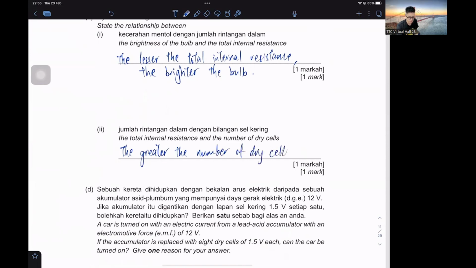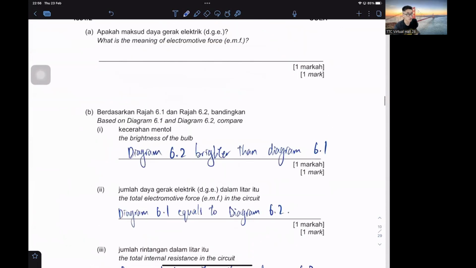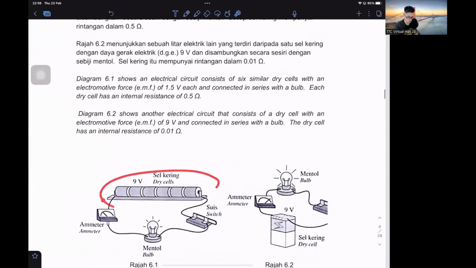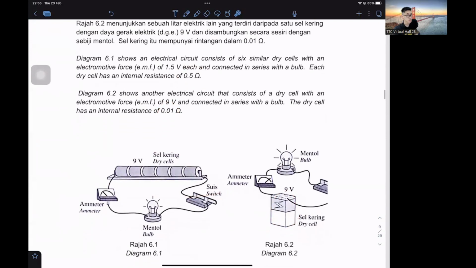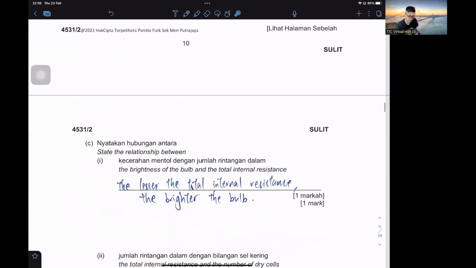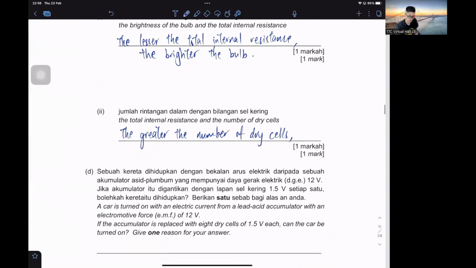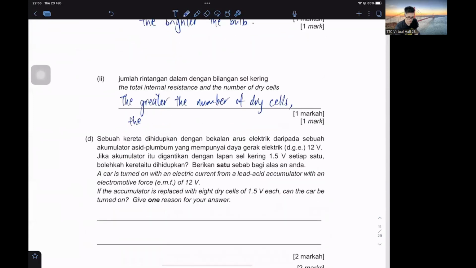The greater the number of dry cells. See, more dry cells means what? More dry cells means more resistance. One dry cell, lesser resistance. So the greater the number of dry cells, the greater the total internal resistance.